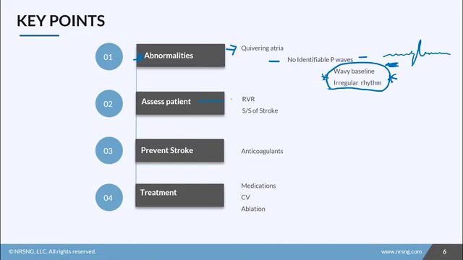Got to assess the patient, determine if they are in RVR, make sure that their heart rate is controlled so that cardiac output is adequate. Always monitor them for signs and symptoms of stroke. We got to prevent a stroke, and the only way we can do that is by making sure they're taking anticoagulants, so hopefully clots don't form. Treatment: medications, beta blockers, calcium channel blockers, anything to control the heart rate, cardioversions if we got to convert them back to a normal sinus rhythm, and ablations.